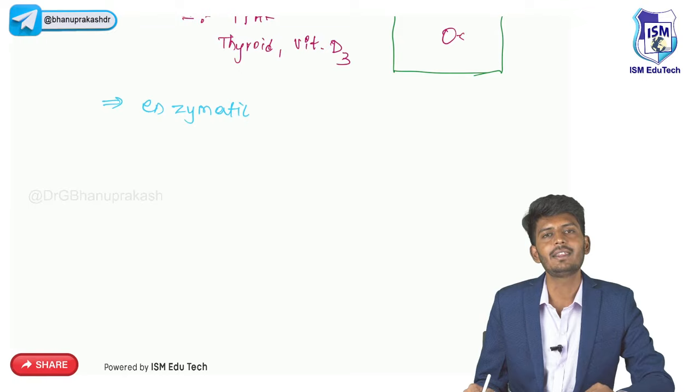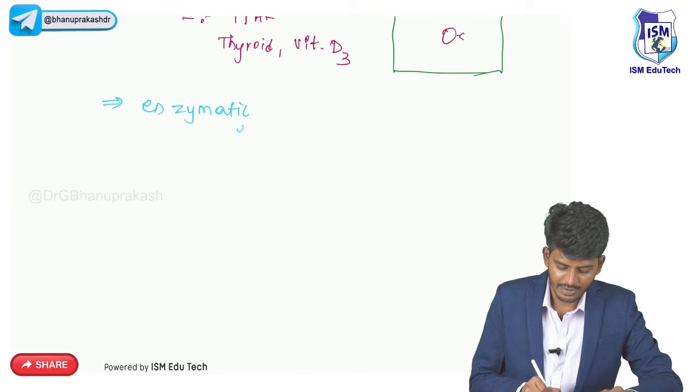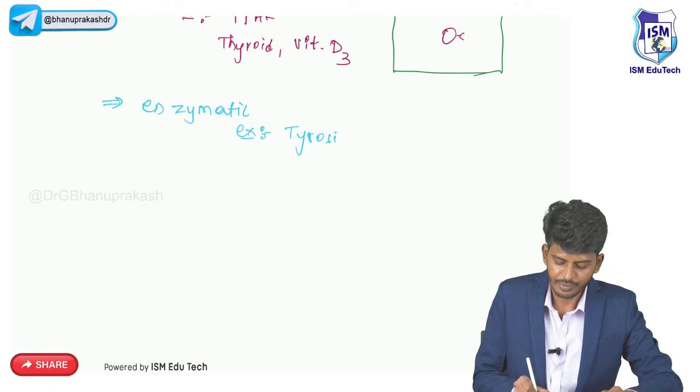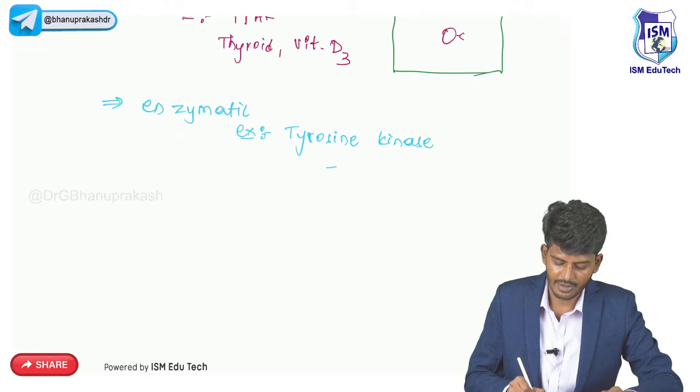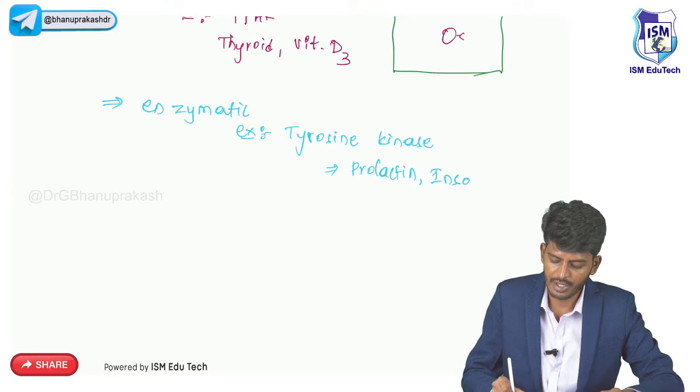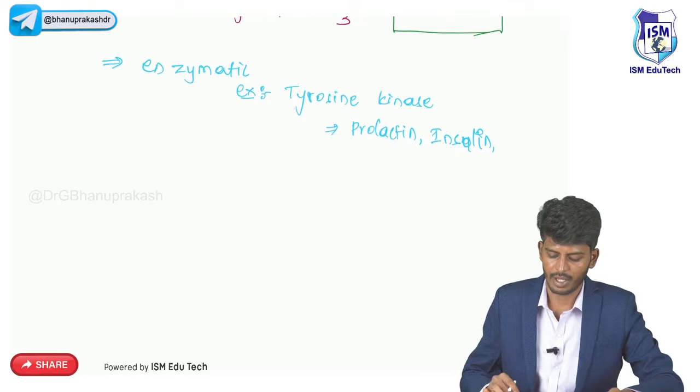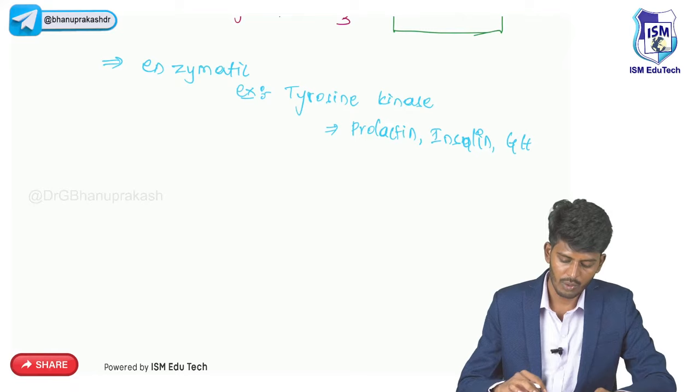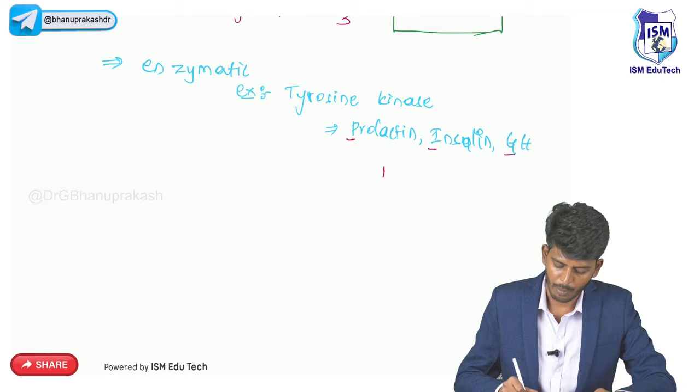Basically, these receptors work with the help of enzymes. The classic two examples you need to remember: one receptor is called the tyrosine kinase receptor. The tyrosine kinase receptors work for some hormones such as prolactin, insulin, and then growth hormone. So look here, the classic way to remember them is PIG. PIG is a way to remember your tyrosine kinase receptors.